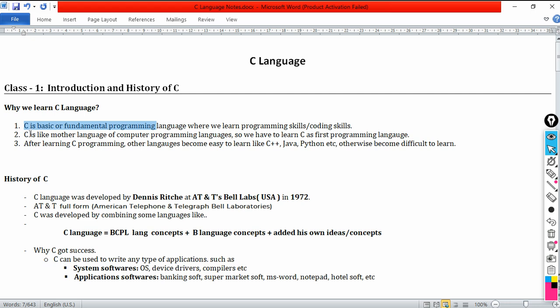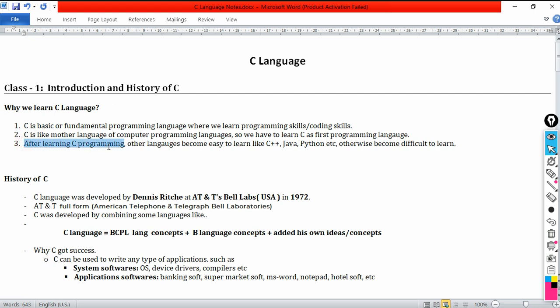C is like the mother language of all computer programming languages. So we learn C language as the first programming language. Generally in our life we learn our mother language first, then only we learn other languages, because the mother language is the easiest language to learn. Similar to that, when we come to computer programming languages, C is like the mother language of computer science. That is why we have to learn C language as the first programming language.